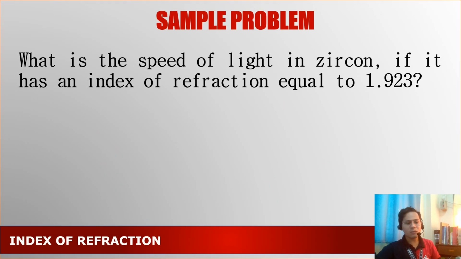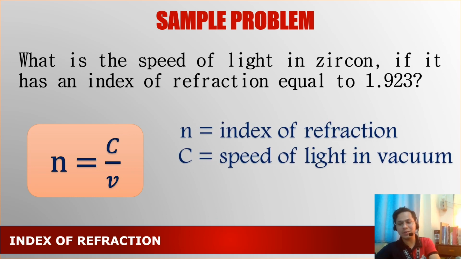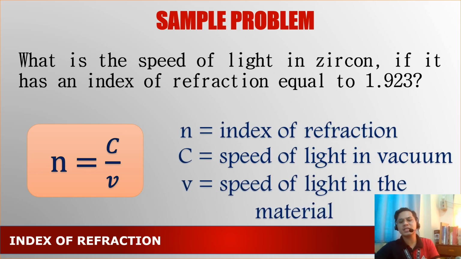So next problem is, what is the speed of light in zircon if it has an index of refraction equal to 1.923? So we use the same formula where n is the index of refraction, C is the speed of light in vacuum, and then V is the speed of light in the material. So we're looking for the speed of light in the material kani. Ha, mao atong gipangita.